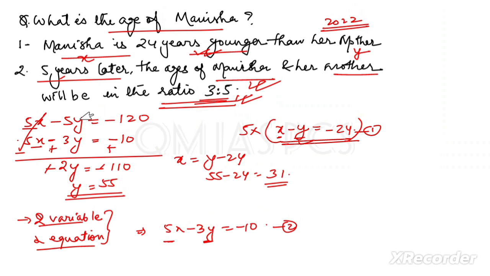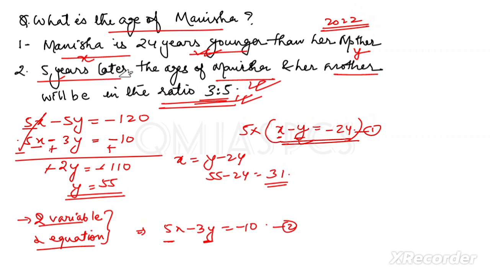Okay, so here this much solution I am doing just to show you that yes, we can find the answer. Here we have found the answer, it is 31, but it is not asked what is the age of Manisha, or what is the age of her mother. They are just asking, in the options you can see, whether we will get the answer from statement 1, from statement 2, or both, or from neither statement. They are giving the options.